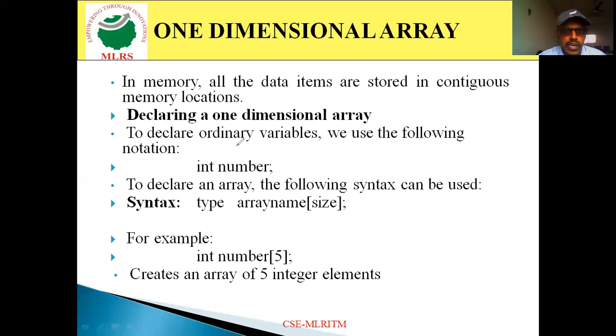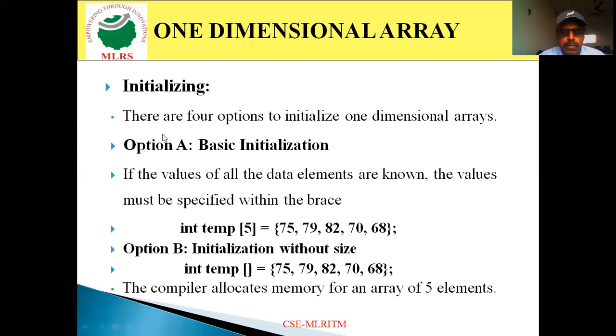Now, how to declare the one-dimensional array: you specify the type, the array name, and then the size. If the subscript is only one, then it relates to a one-dimensional array. Now, look at the example. int number[5]; here number is nothing but an array variable, and in this array variable a maximum of 5 values can be stored, and all 5 values are of integer data type. So this is the way we declare the one-dimensional array.